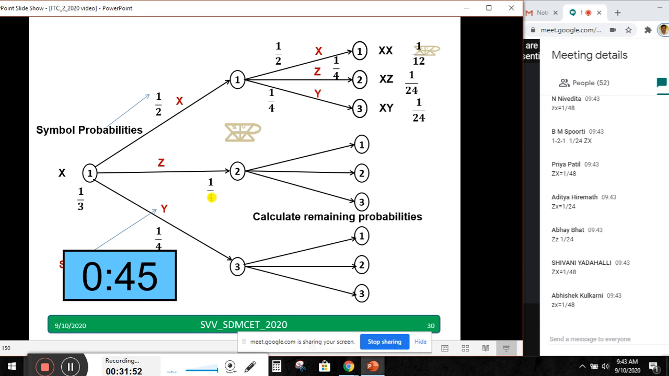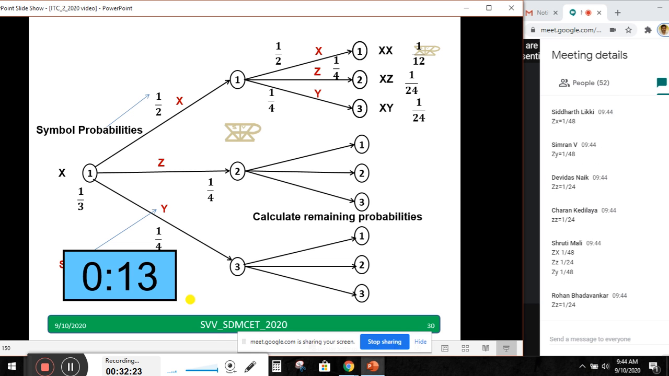Aditya Hiremat, ZZ 1 by 24, somebody is typing. 1 by 12, Chaitra is typing. Answers are different. Please cross verify. ZZ 1 by 24, Shivani is typing. 1 by 24, Simran, ZZ. 1 by 24, Ritika. Praveen 1 by 24, ZZ. Karthik, I think 1 by 48. Please cross verify. Your answers are not the same. ZZ 1 by 24. Devidas 1 by 25. I think Charan is 1 by 24.